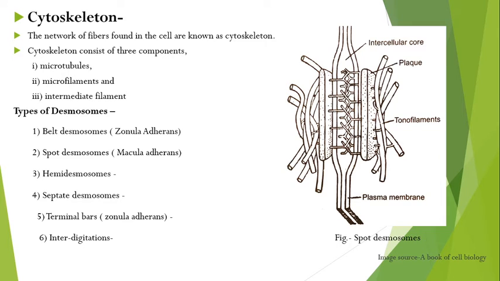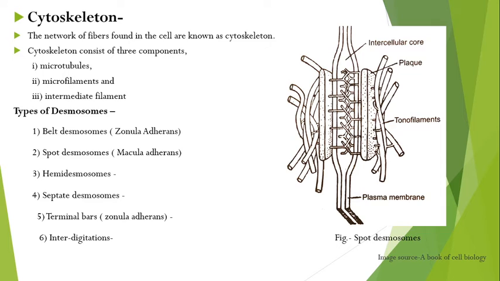Actin filaments are contractile, whereas intermediate filaments play a structural role. Here in the desmosomes, the actin filaments. These actin filaments are contractile whereas the intermediate filaments play an important structural role. This is the belt desmosome, or the bar desmosome, or the zonula adherens. Next is the spot, the macula adherens.